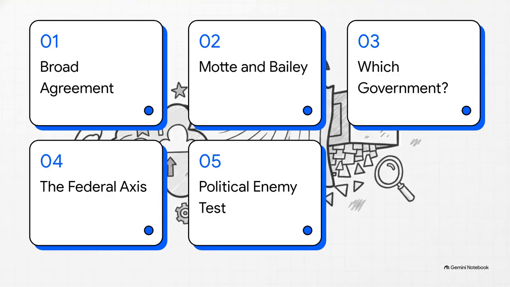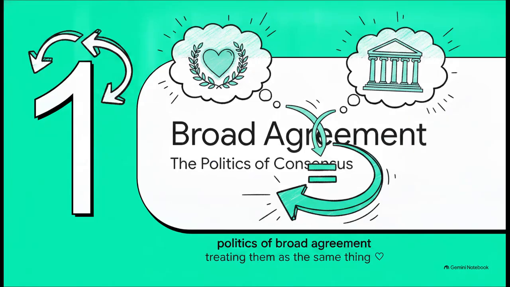So here is our roadmap for this explainer. We'll cover the politics of broad agreement, the Mott and Bailey maneuver, which government should have power, overlapping on the federal axis, and finally the political enemy test. Starting with Section 1, the politics of broad agreement.